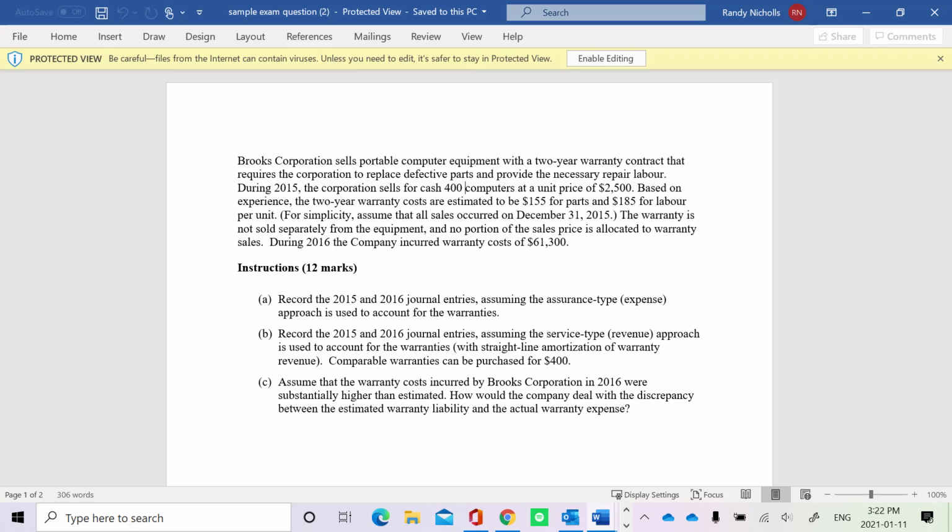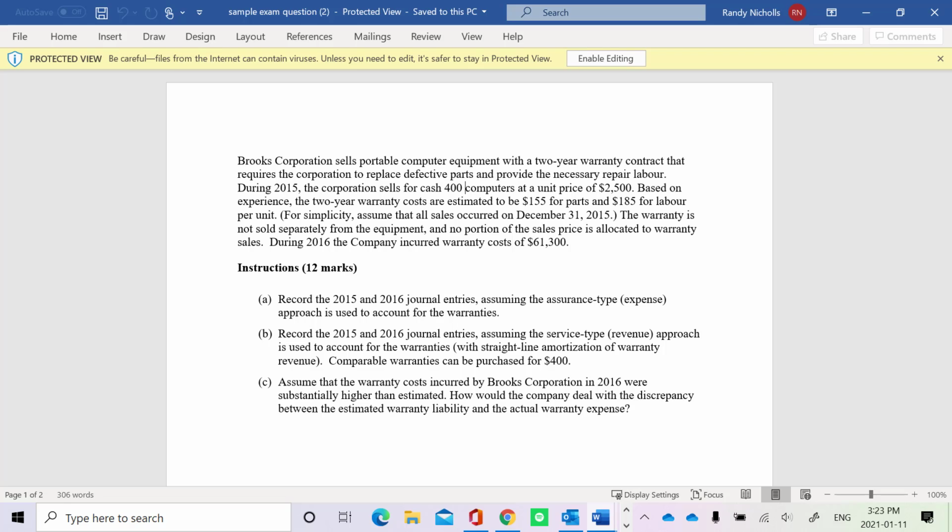Warranty sold separately from equipment, and we incurred some warranty costs. So part A is expense type. Which means we just need to accrue all these warranty costs, the 400 times 155 plus 185, and set up an expense. And because of matching, we need to get the warranty expense in the same year we're recording the sale, which is 2015. And in 2016, I'll walk through where we incurred warranty costs.